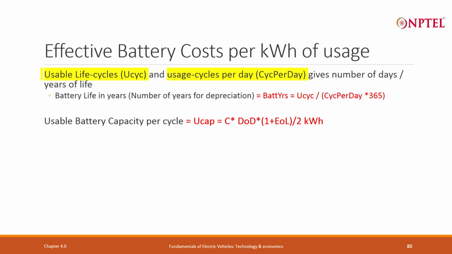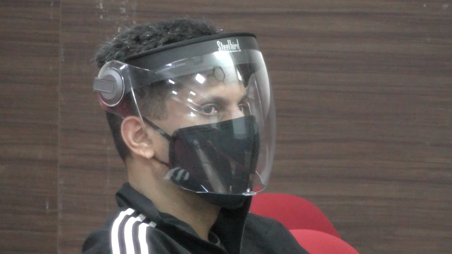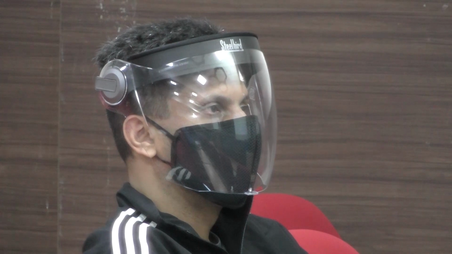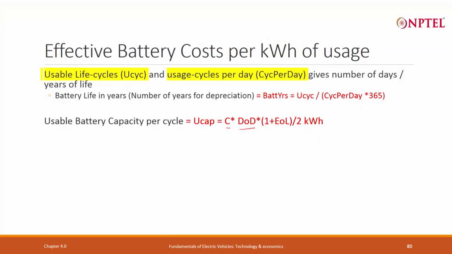Usable battery capacity per day. Now, this is an important parameter. Usable battery capacity per cycle. If the battery is new, C is the capacity, and with depth of discharge DOD, because I am not going to use the rest of the battery, I am only going to use C into DOD per day. That is what I will use when it is new. When it is old, I will actually use C into DOD into EOL. So, I take C into DOD multiplied by (1 plus EOL) by 2, this is the average usable battery capacity per cycle.